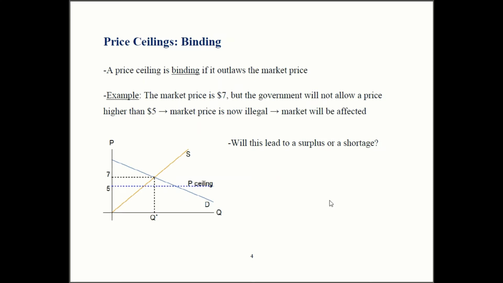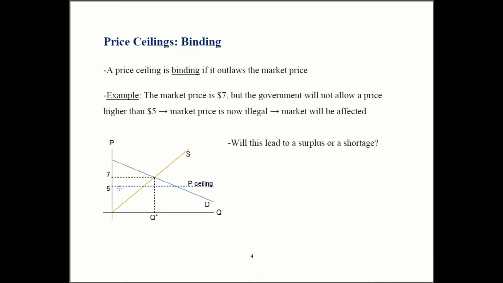So, a binding price ceiling is one that makes the market price illegal. Let's continue with that previous example. So we had supply and demand at a market price of $7. Now let's say instead the government sets a price ceiling at $5. That means the price cannot go above $5. The market price of $7 would be against that law, so we can't keep trading at a price of $7. Now the outcome is going to have to change.